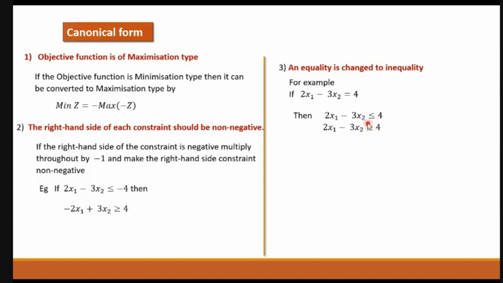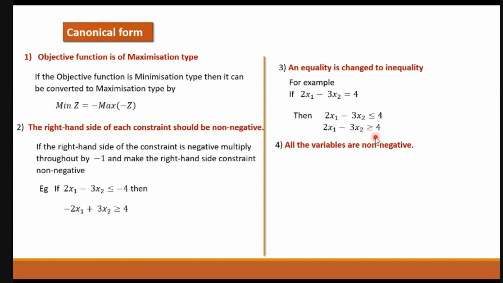So the common part we have is only equal to. Satisfying both means it has to be equal to only. So writing this as less than or equal to and greater than or equal to. The last condition is that all the variables should be non-negative, or all the variables are greater than or equal to 0.